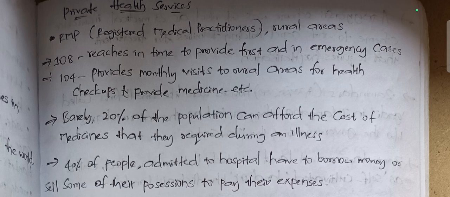Now let us discuss private health services. RMP, which is registered medical practitioner. We generally observe RMPs in rural areas. 108 reaches in time to provide first aid in emergency cases. Generally 108 is very famous, and it gives first aid and also some extra medical care. Next, 104 provides monthly visits to rural areas for health checkups and provides medicine and so on.